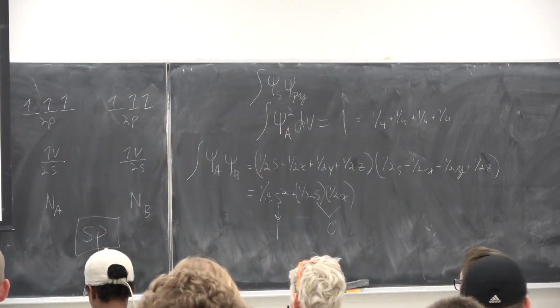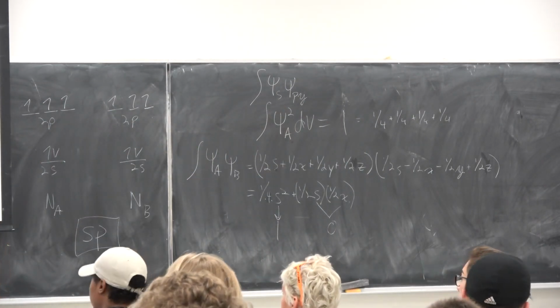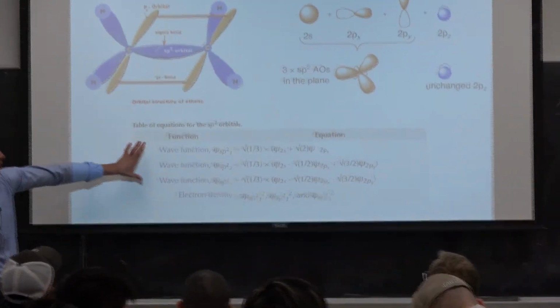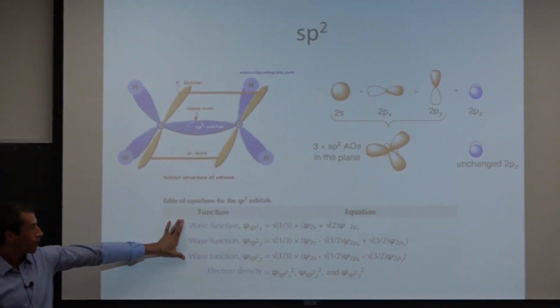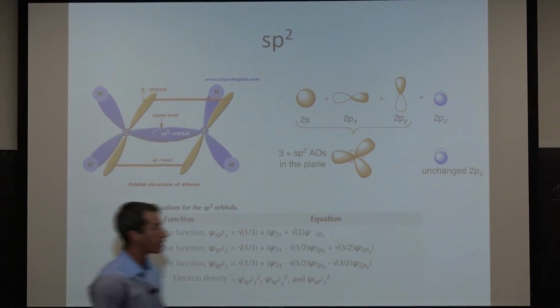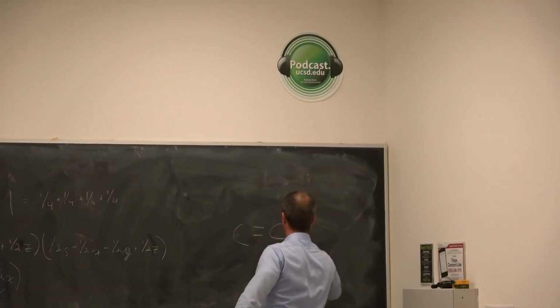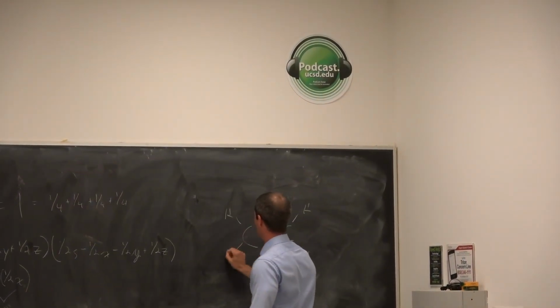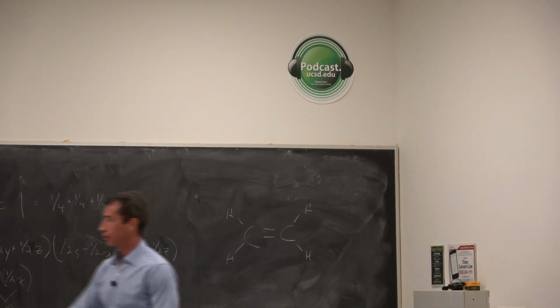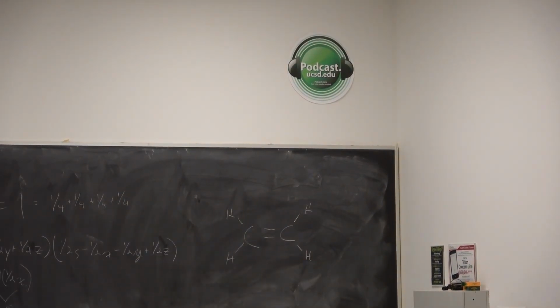Be aware that in the notes, these are the wave functions for an sp2 situation. So sp2 would be like this, where you have one sp2 orbital, a sigma bond, and one pi bond.